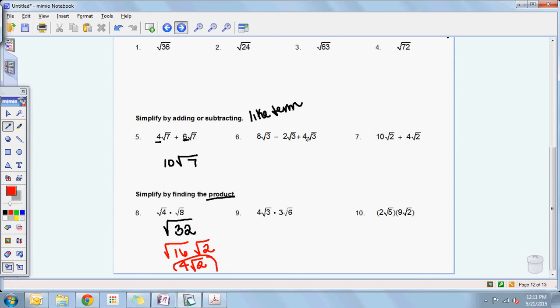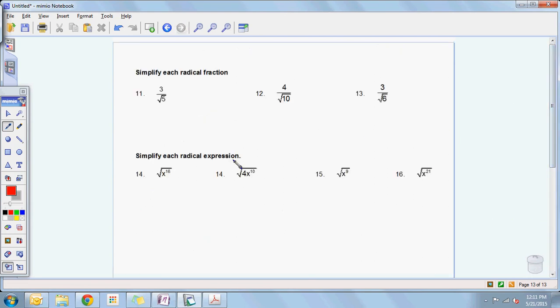Next page is going to ask you to simplify radical fractions. And remember, the goal is to get the square root symbol out of the bottom. So I'm going to do example 12 with you. Our first step is to get rid of this square root on the bottom. In order to do that, we're going to multiply the top and the bottom by that bottom number. So I'm going to multiply the top and bottom by the square root of 10. The square root of 10 times the square root of 10 is the square root of 100, which just leaves us with 10. And that helped us reach our goal. We don't want that square root on the bottom, and we don't have that anymore.